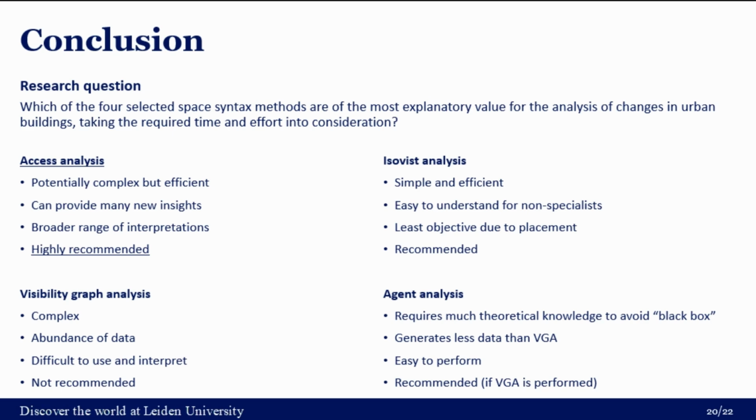The second one that I would recommend is isovist analysis, because whilst it's simple, it is quite efficient. You can do the isovist analysis theoretically in a few minutes, and at the same time, it is also very easy to understand for non-specialists. All you get is something visible or not, so it's very easy to present. However, it is the least objective method because of the placement of the nodes. They have to be done manually. But I still recommend it.